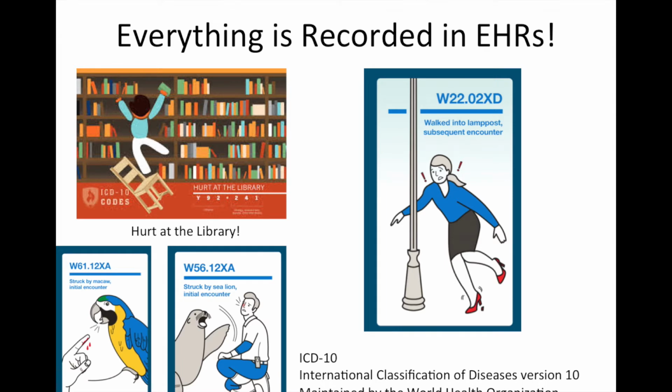Everything is recorded in electronic health records. These data are recorded using International Classification of Disease codes. Here we show a few examples of ICD-10 codes, and personally I find it incredible how much information and detail is recorded in electronic health records. For example, if you're hurt at the library, there is a diagnosis code for that. If you walk into a lamppost, subsequent encounter, that is also a diagnosis code, as well as things like being struck by a macaw or a sea lion.